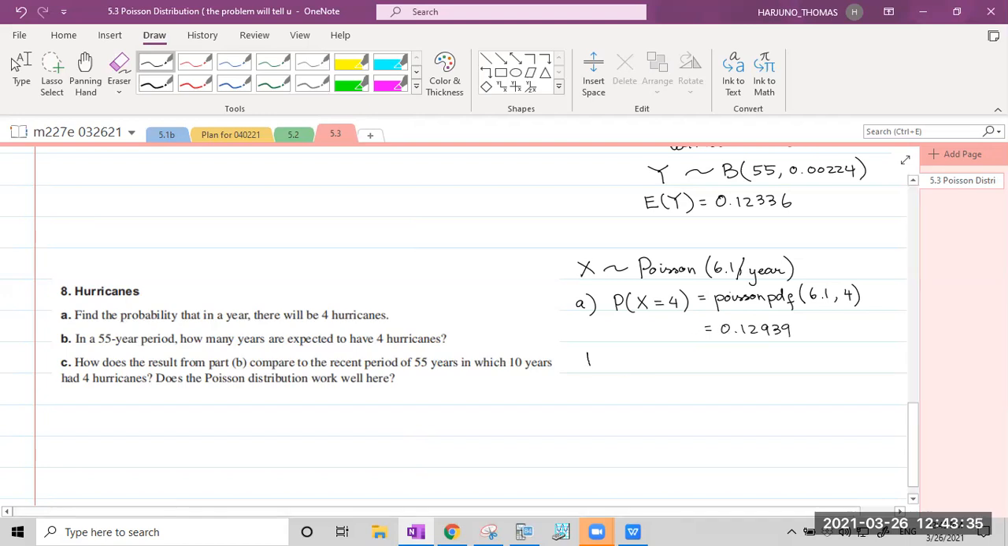Part B. In a 55-year period, how many years are expected to have 4 hurricanes? Let Y be the number of years, not the number of hurricanes anymore. This is the number of years with 4 hurricanes.